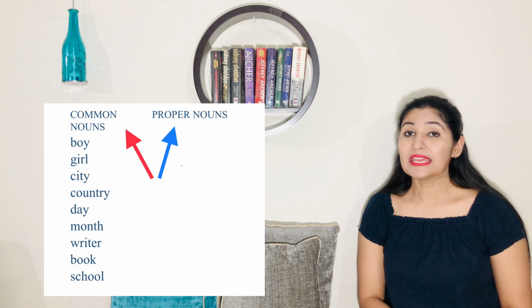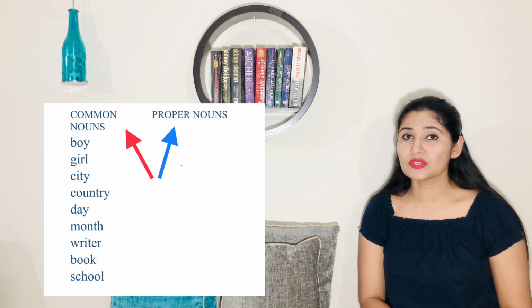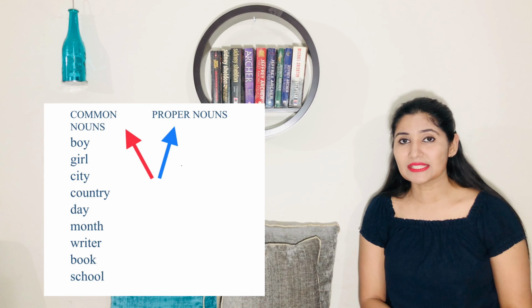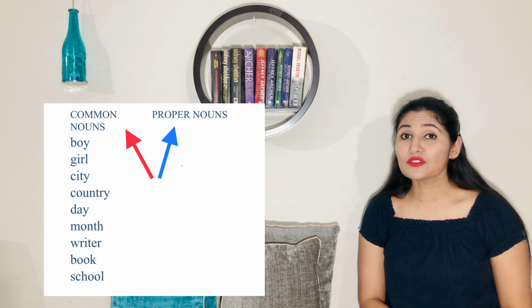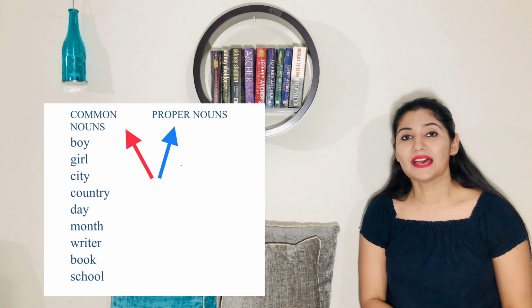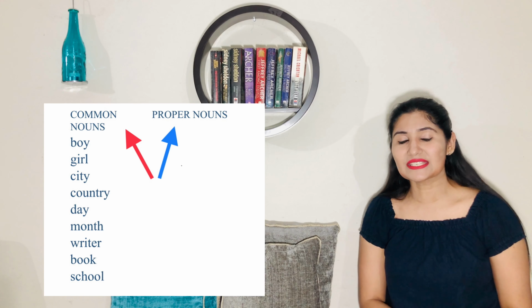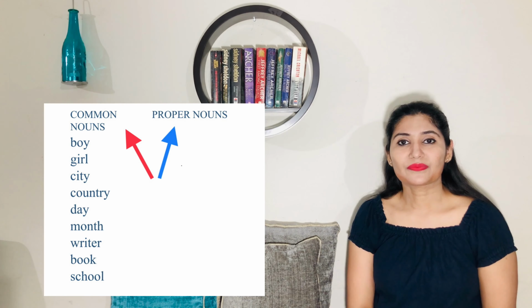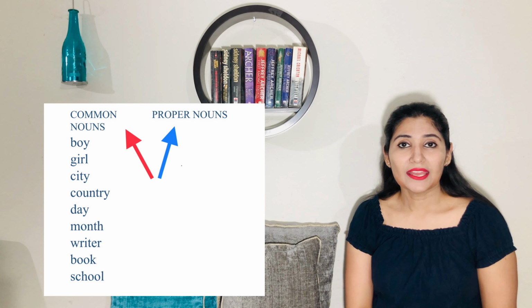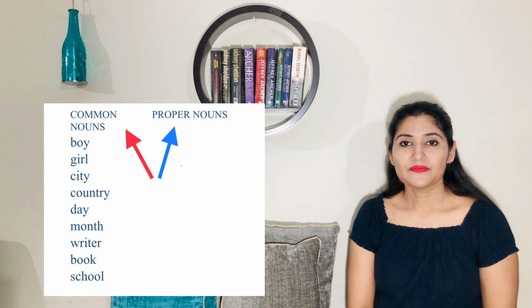Let's have a look at common and proper nouns. In this you can see boy is a common noun. Can you suggest me a proper noun for this? The next one is girl. I'll give you some time to do this exercise. And after that, we will discuss the answers. City, country, day, month, writer, book, school.